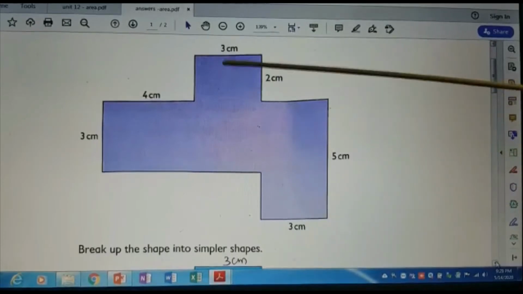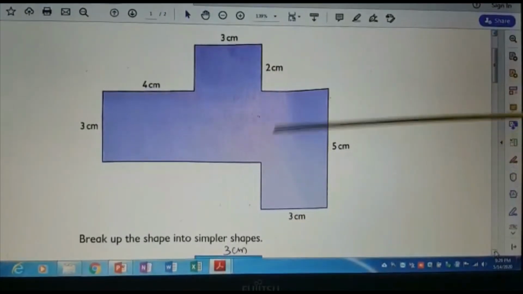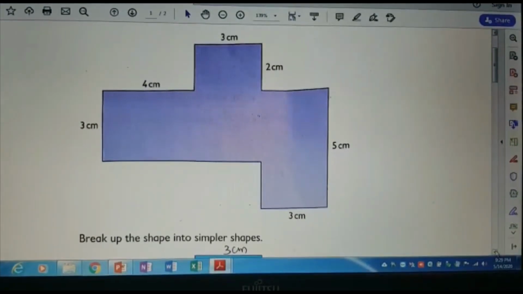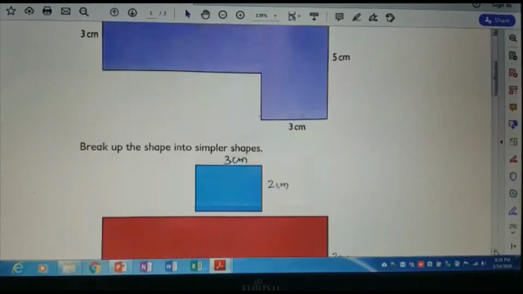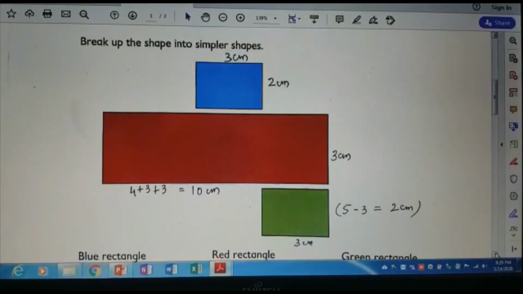These 2 are same. The area of these 2 rectangles will be same. Is it? 3 and 2. Here also 3 and 2. And this one will be different. So we are going to divide. Here also the figure is given. You can divide like this. See, break up the shape into simpler shapes. You are getting like this.